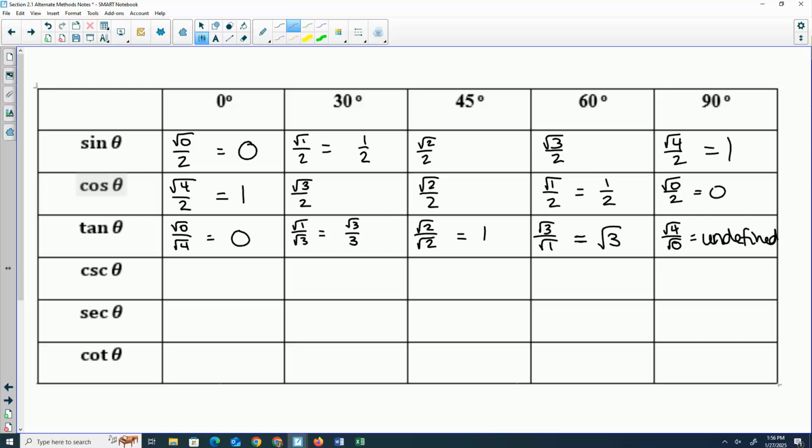So cosecant is the reciprocal of sine. So reciprocal of 0 is undefined. Reciprocal of 1/2 would be 2. If I did the reciprocal of 2 over the square root of 2, you just get square root of 2. I do the reciprocal of 2 over the square root of 3. You get 2 radical 3 over 3. The reciprocal of 1 is still 1.